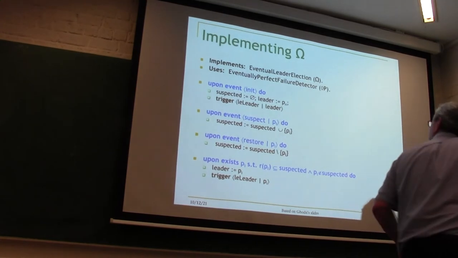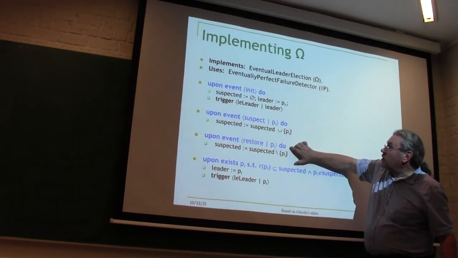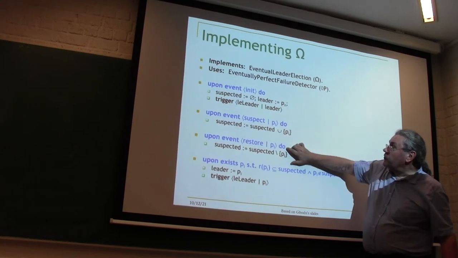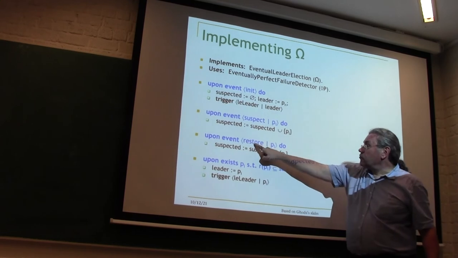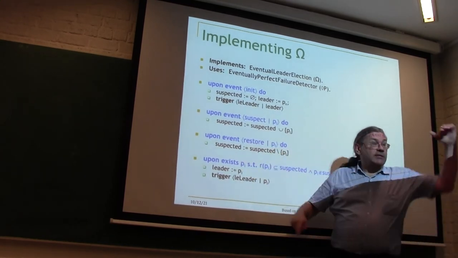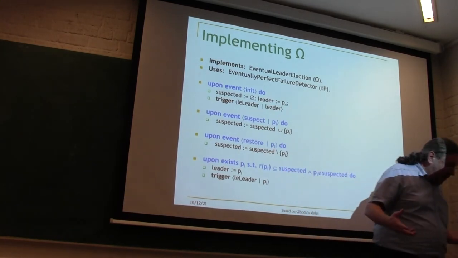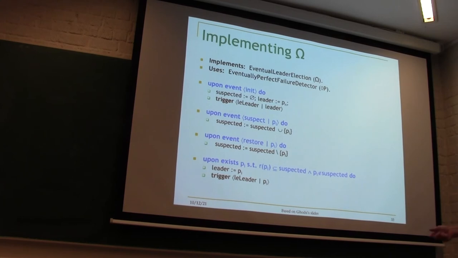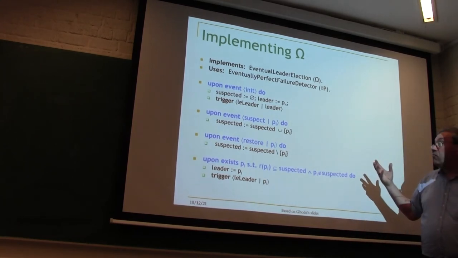It's very simple. The main difference is that instead of one crash event, you have two events. Suspect will add P to the suspect list, and restore will remove it. So the suspect list can fluctuate. In the beginning, you're allowed to make a lot of mistakes. So this algorithm is not really very nice, in a sense, because in the beginning it can be really wrong.